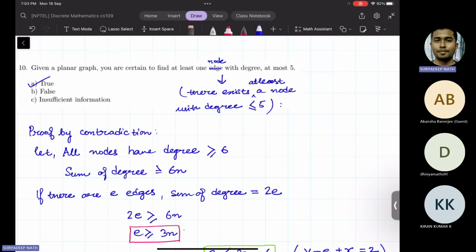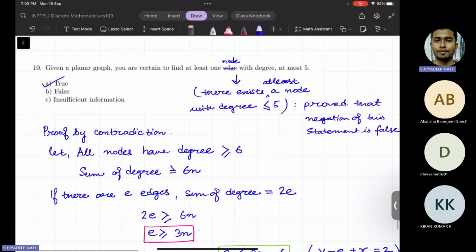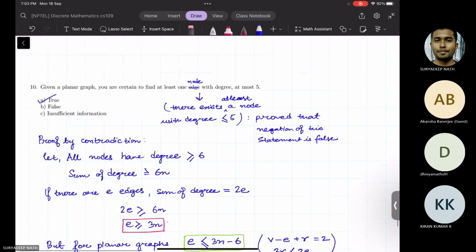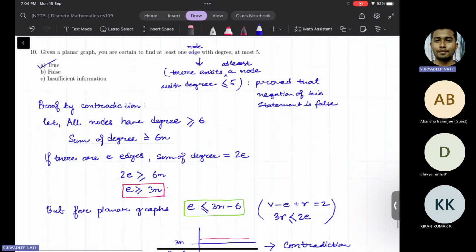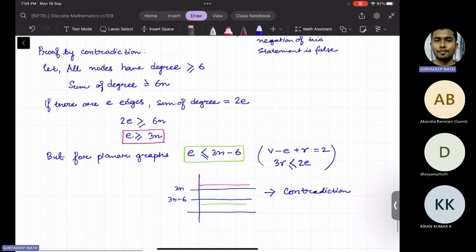So here we proved that the negation of this statement is false. So the statement itself must be true. Therefore, the right answer is option A. So you'll always find a node with degree less than or equal to 5 in a planar graph. So that brings us to the end of our discussion. If you have any doubts regarding the questions I have discussed, you can ask.